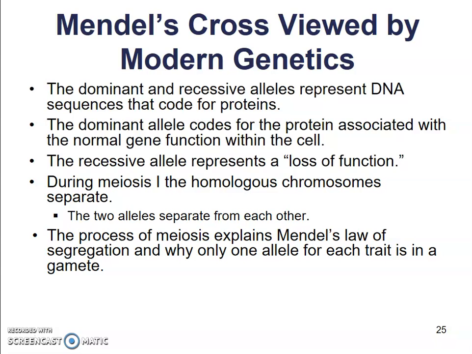During meiosis I, the homologous chromosomes separate, meaning the 2 alleles separate from each other. The process of meiosis explains Mendel's law of segregation and why only one allele for each trait is in a gamete.